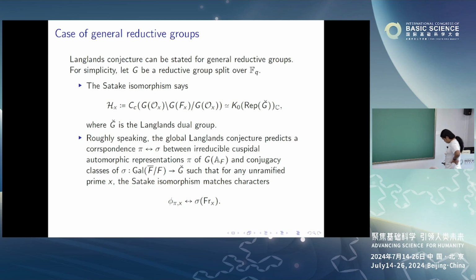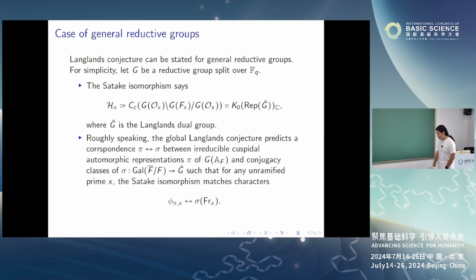Now I want to talk about general reductive groups. The Langlands conjecture can be stated, and was in fact stated, for general reductive groups. For simplicity, I will assume our G is split over F_q. In other words, it will contain a Cartan subgroup defined over F_q. I know nothing about the general case. In this case, we can also consider Galois representations and automorphic representations. You just replace GL_n by G. Let's first look at the automorphic side. Just like before, we should consider this spherical Hecke algebra, complex-valued functions on this double quotient. But in this case, it is no longer isomorphic to the Grothendieck K_0 of Rep G. Instead, it's isomorphic to K_0 of Rep G-check. Here, this G-check is the Langlands dual group.